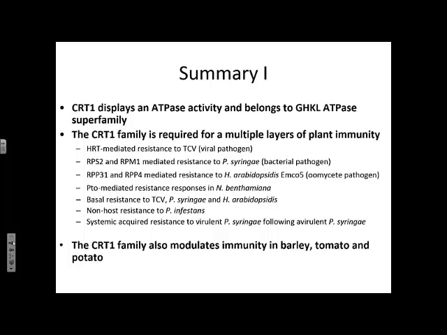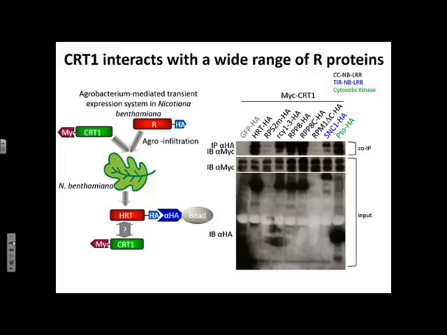In addition to ETI, PTI, and basal resistance, we also found that non-host resistance and systemic acquired resistance are also compromised. We also tested in barley, tomato, and potato. They all have immune functions. The CRT1 homologs in barley, tomato, and potato all have similar functions. We are in the process of publishing that manuscript right now.